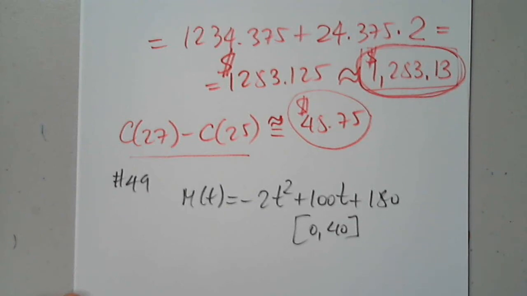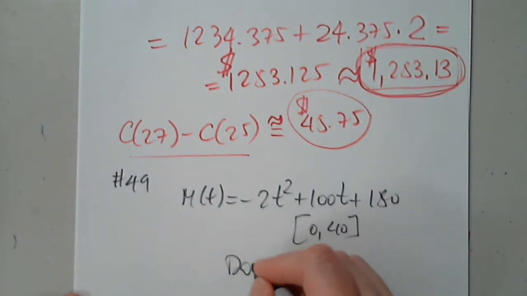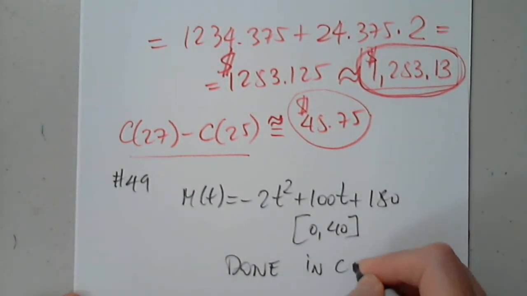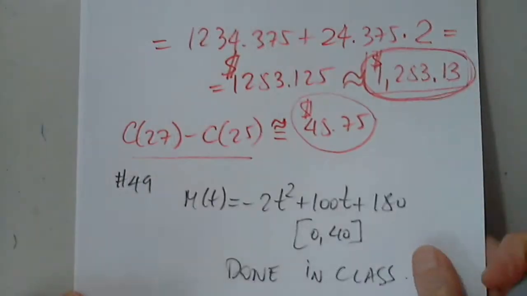Can do 45 or 47. Yes, you choose, whichever. So this is done already. I'm done in class. I'm gonna do 47. 47. Okay, very good. So let's look at 47.